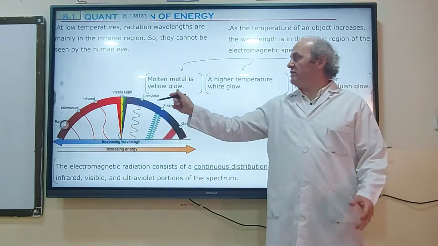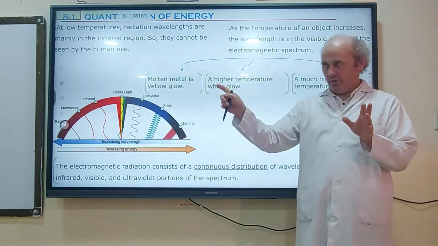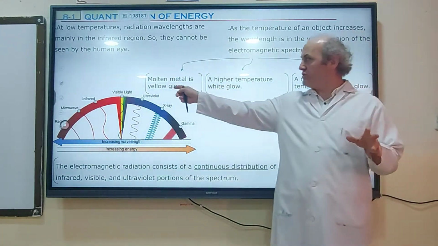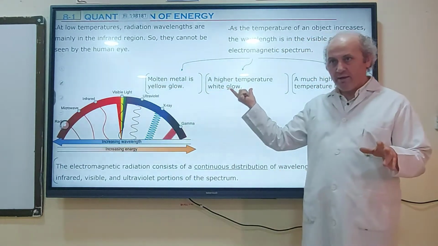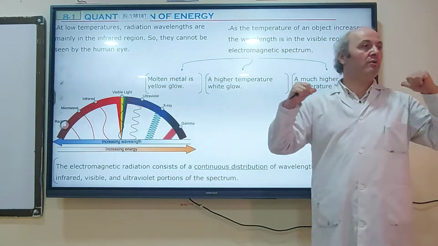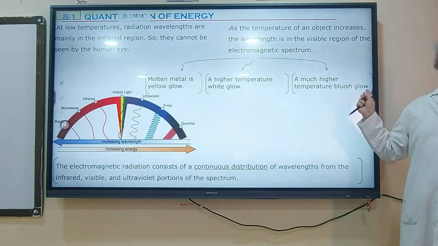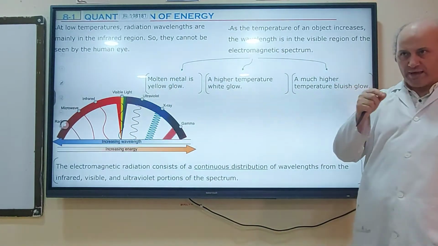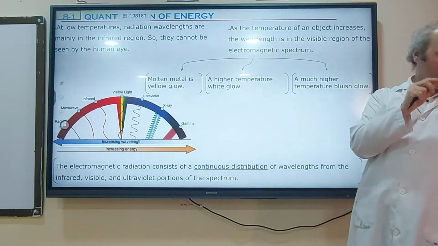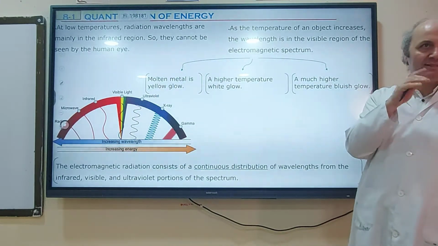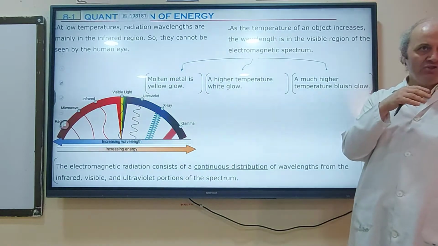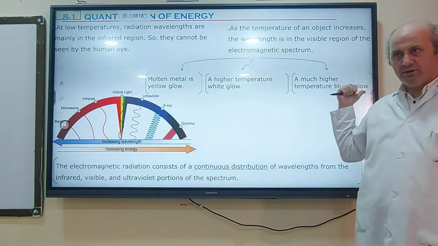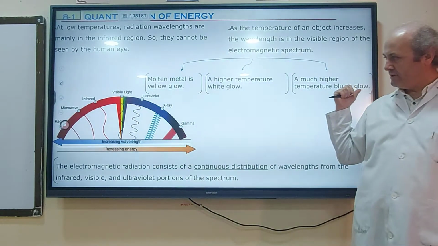Molten metal generally glows, initially yellow. But when the temperature increases, it changes to white glow. And when you increase the temperature much more, it changes to bluish. In this change from yellow to blue, you know that blue is shorter wavelength and yellow is longer wavelength. That is, as the temperature of the substance increases, it changes from longer wavelength to shorter wavelength.